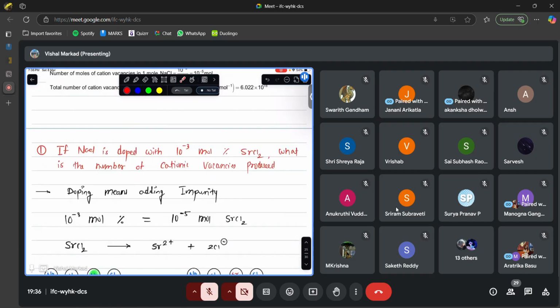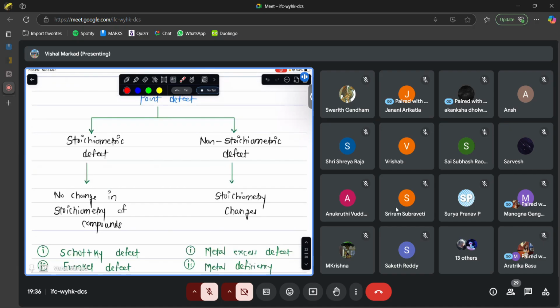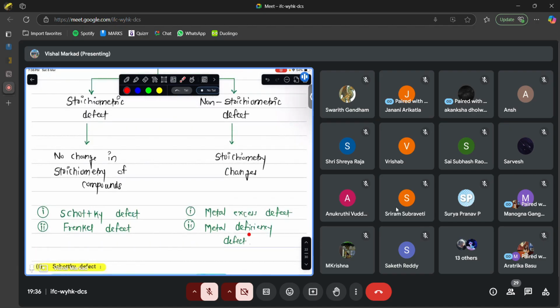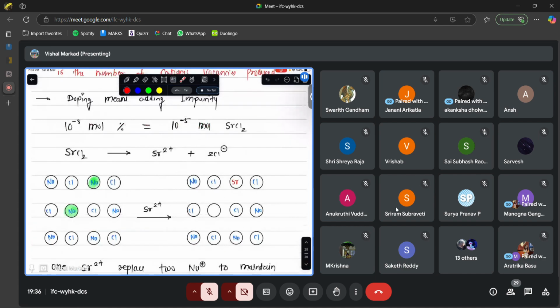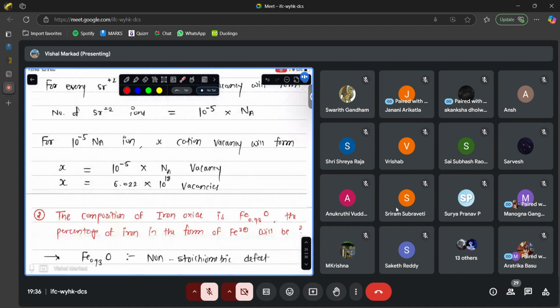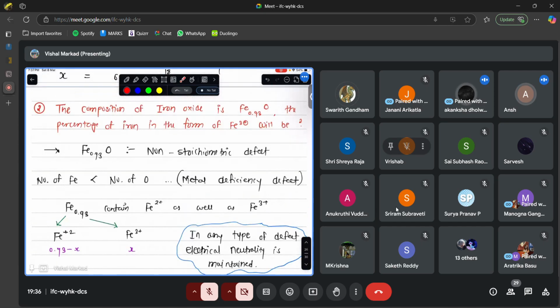So herein we have written, when there is a non-stoichiometric defect, there are two types. One is metal excess, one is metal deficiency. Now here we have non-stoichiometric. From that, which one is it? Metal excess or metal deficiency? Deficiency. The number of metal atoms is less than the number of non-metal atoms, so it is metal deficiency. And in every defect, remember one thing: electrical neutrality is maintained.